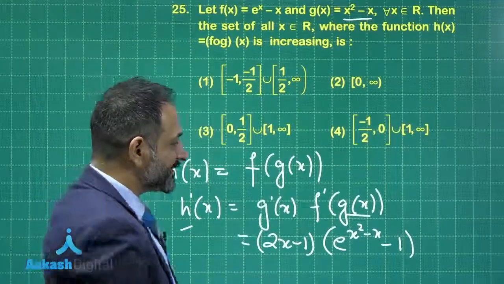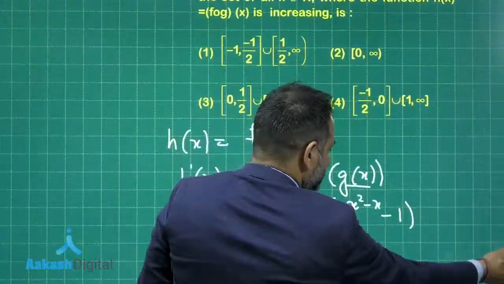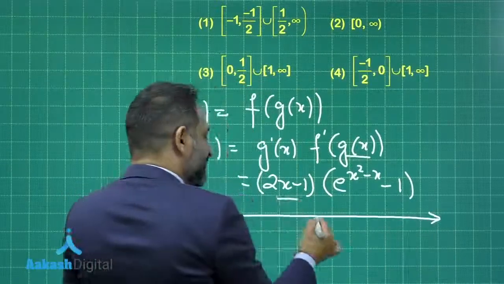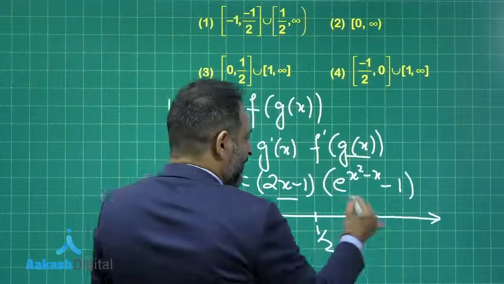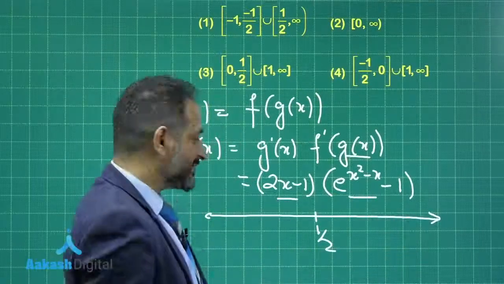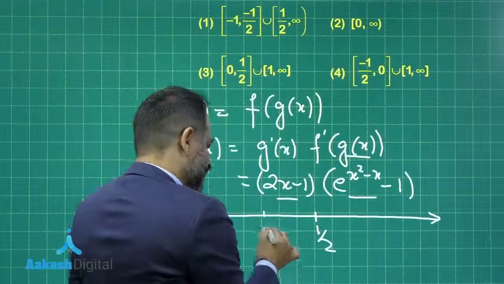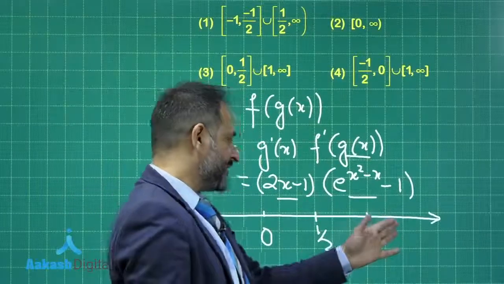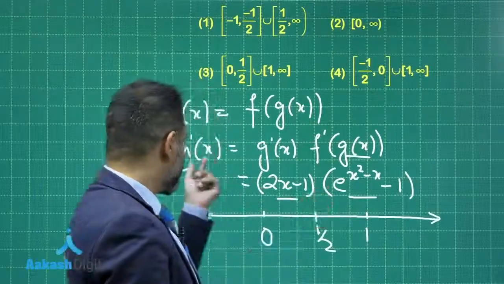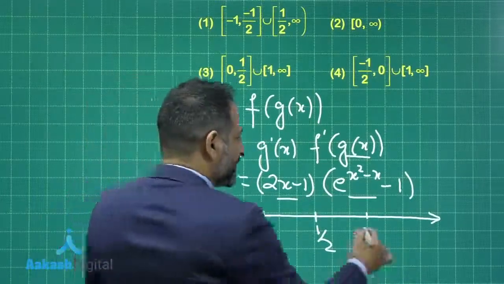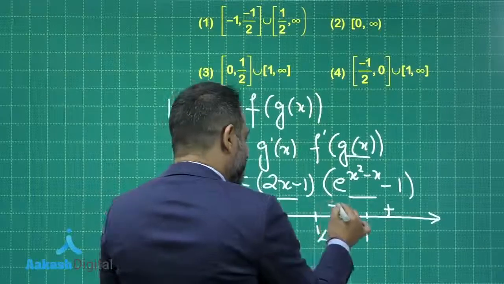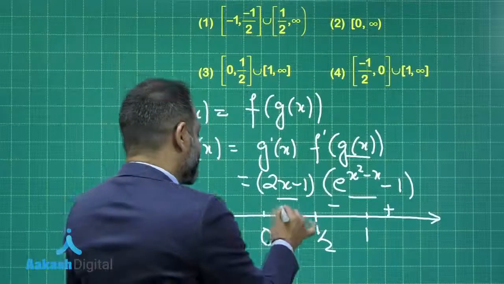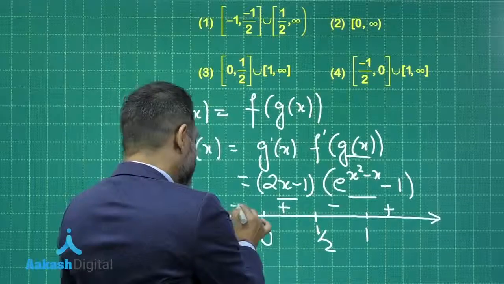Now calculating the critical points here. What are the critical points? The points where the derivative is becoming 0. It is 1 by 2, and this will become 0 at x equal to 0 and 1. So putting anything beyond 1, the sign of this h'(x) will be positive here, and definitely there will be a change at 1. The derivative is becoming 0 at 1, and again it will be positive, and here again it will be negative.